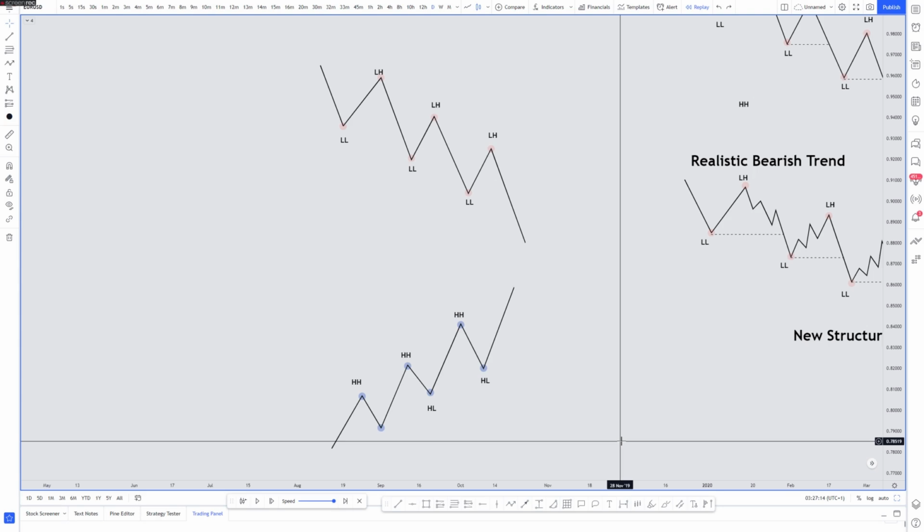So we'll end this video here, and next video we're going to go into daily market structure on actual candles.